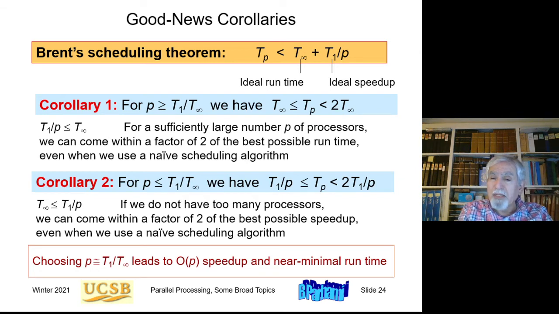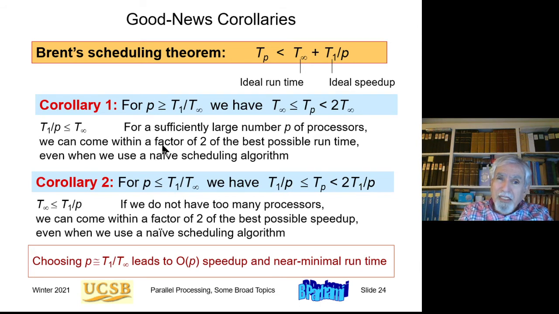Okay, which is a pretty impressive result for a naive scheduling algorithm. Corollary 2 says if I don't use too many processors, in other words, the number of processors is less than or equal to T1 divided by T infinity, again, simple algebra tells me that Tp will be greater than or equal to T1 over P and less than 2T1. Again, this is the absolute possible speed up that I can achieve. Okay, the fastest possible running time with P processors. And I can achieve something that is within a factor of 2 of that best conceivable running time with P processors.